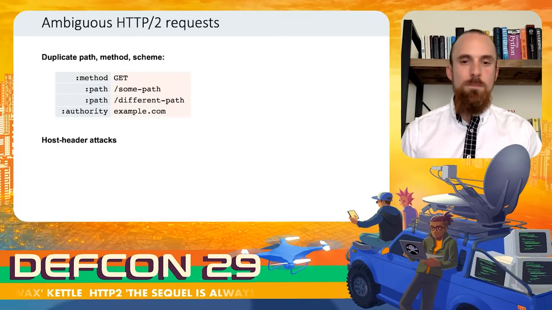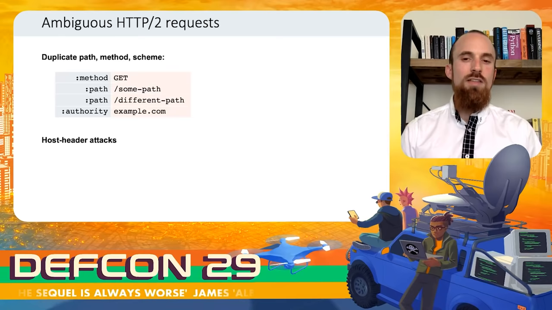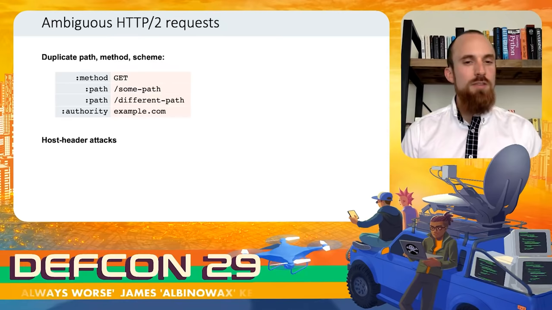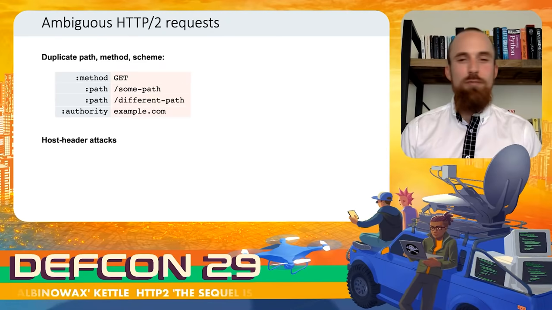In H1, duplicate headers cause all kinds of problems, but due to the way the request line is designed, you can't send a request with a duplicate path. However, because H2 supports pseudo headers, you can now send a request that has two paths. Admittedly, the server should reject it, but plenty of them don't, and plenty of them differ about which path they give priority to, which is sure to lead to some unpleasant exploits in the future.